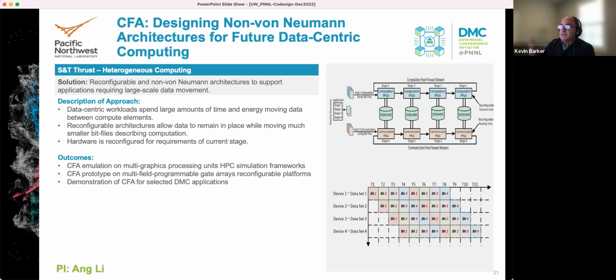So illustrated here on the right is a simple pipeline figure at the bottom, where we're moving these bit files around that describe the computation, which might be kilobytes, as opposed to moving around tens or hundreds of megabytes or gigabytes of data. So it's much more efficient in terms of data movement, communication performance, and overall application performance.